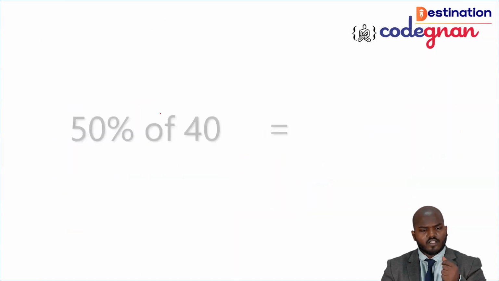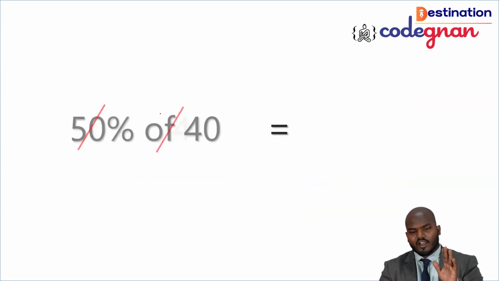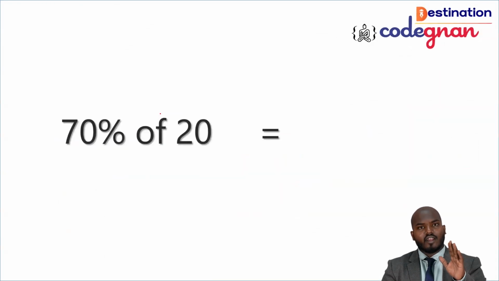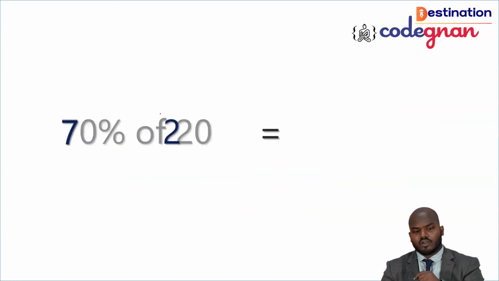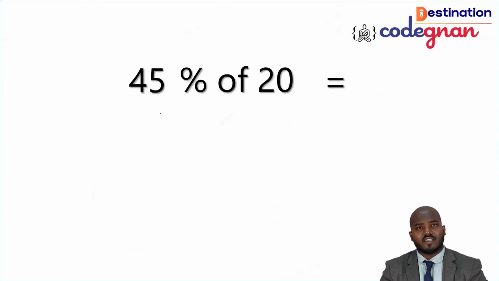Going onwards, you see this one, 50% of 40. What can we say? That is directly the answer, 20. Okay, guys. And the next one, 70% of 20. We can call it 14. Going onwards, we can say that 45% of 20 is equal to what?